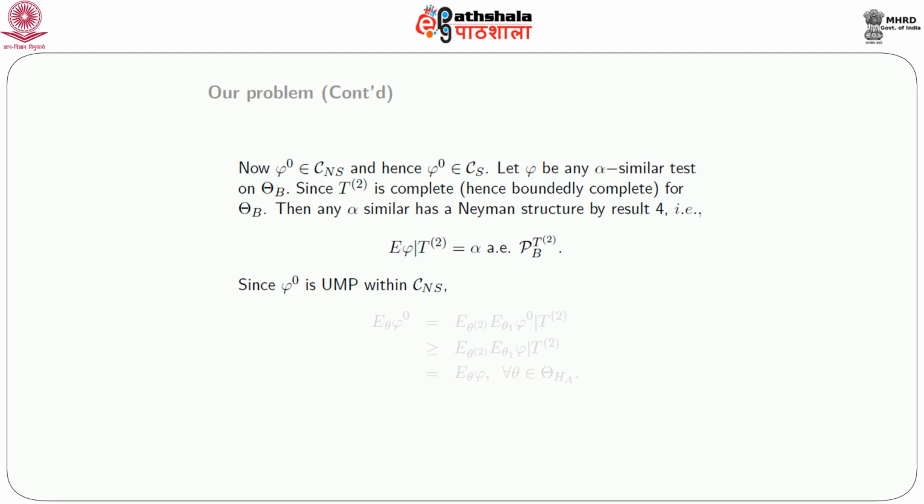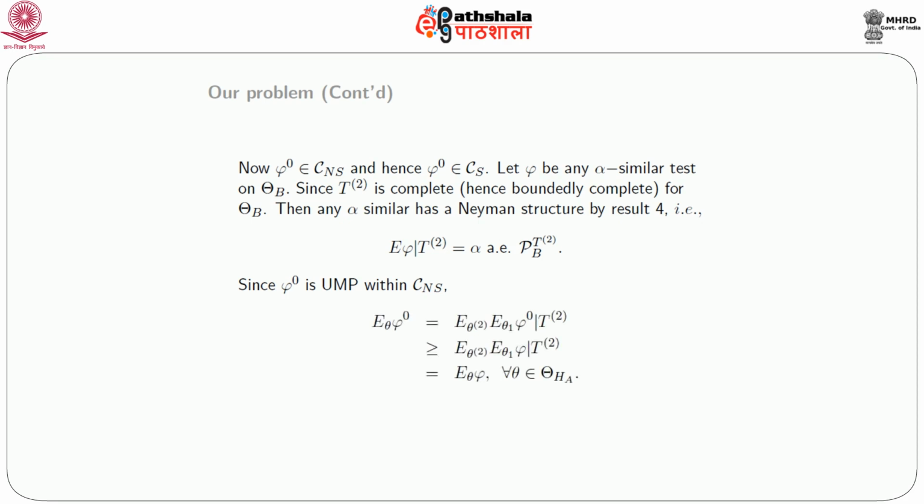Let psi be any alpha similar test on Theta_B. Since T2 is boundedly complete, actually complete, for Theta_B, then by result 4 of our previous module, any alpha similar test has Neyman structure. So the expectation of psi given T2 is equal to alpha almost everywhere on P_B^T2, because phi naught is UMP within C_NS.